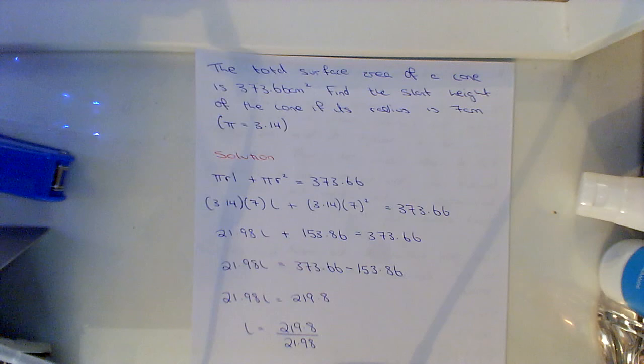So then when I multiply these out, I get 21.98 l plus 153.86 is equal to 373.66. I have 21.98 l is equal to 373.66 take away my 153.86. So I'll have 21.98 l equals 219.8. I'm going to divide by 21.98, and when I put that into my calculator, l is equal to 10 centimeters.